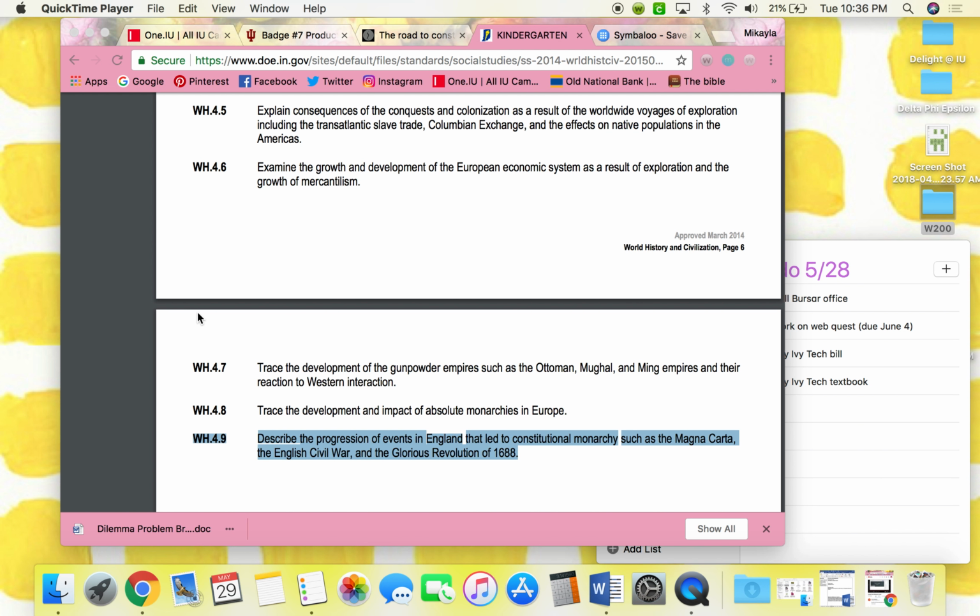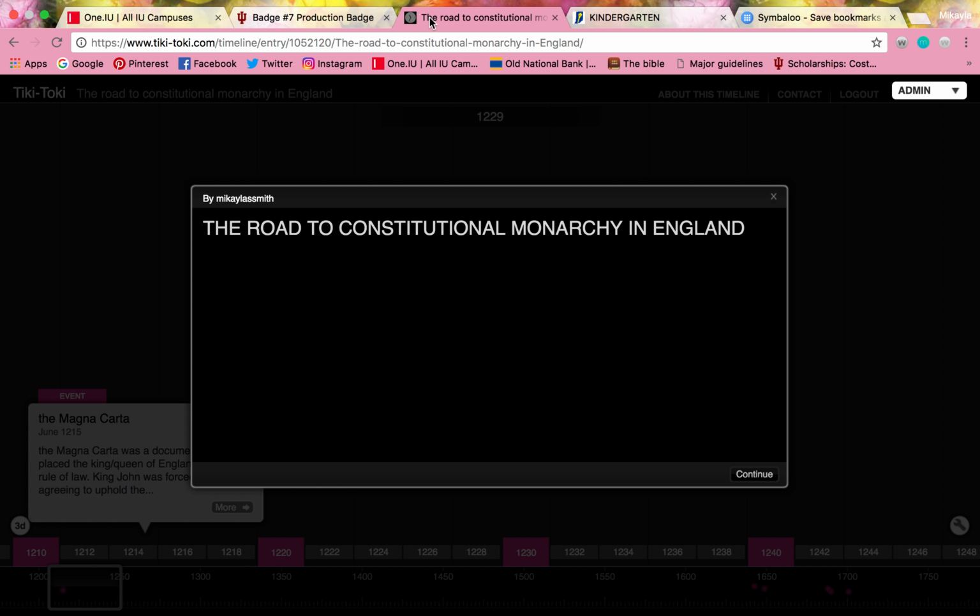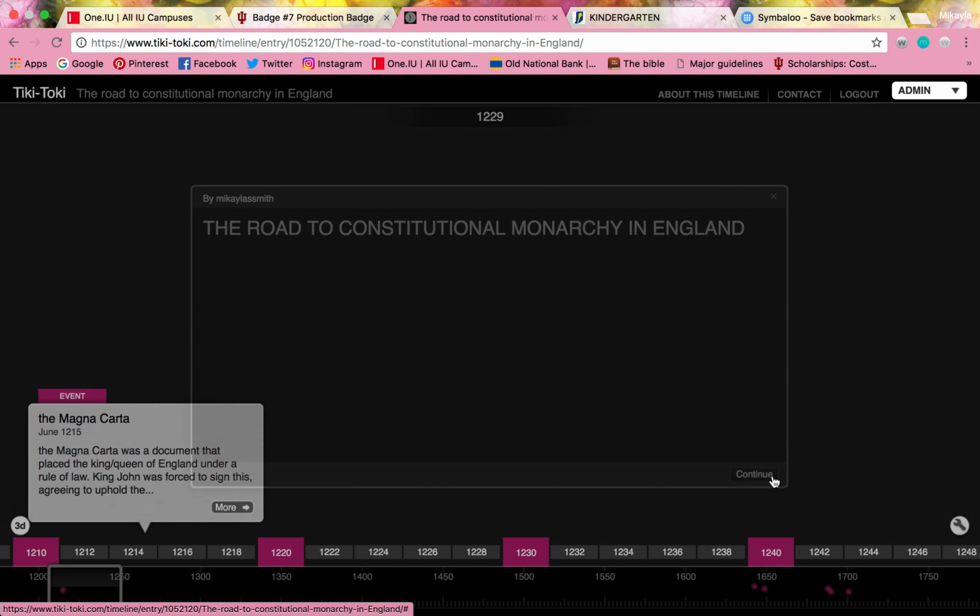So, in class, we have been learning about the transition from absolute monarchy to constitutional monarchy in England, and this aligns with the World History Standard 4.9, which is described right here. So, to review this topic or standard, I chose to create a timeline, and I titled it The Road to Constitutional Monarchy in England, which is just a series of events that led up to the constitutional monarchy.